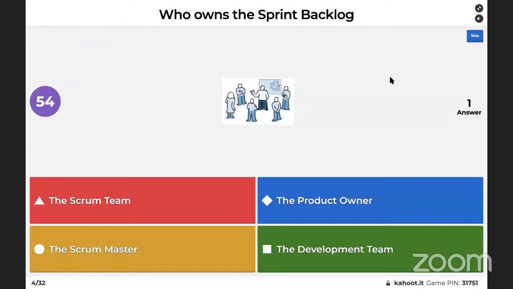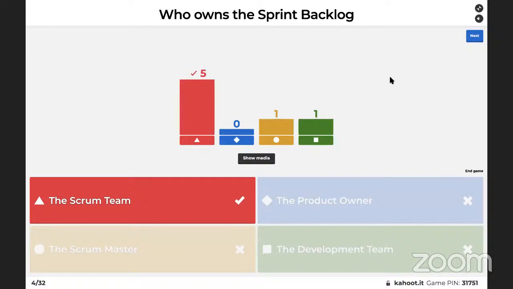Who owns the sprint backlog? This is a repeated question, but with the twisted answers. Not the product owner, we know that. Not the scrum master, we know that. But is it the scrum team? Team. Yeah.